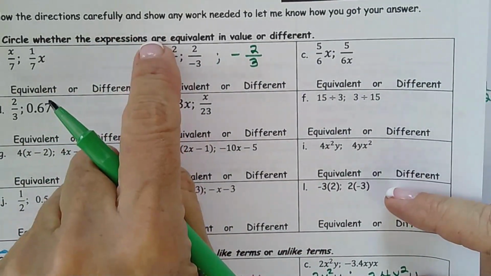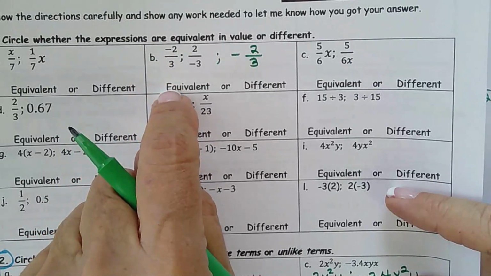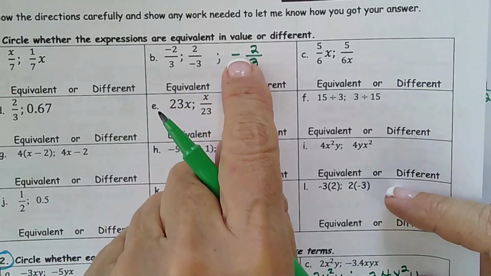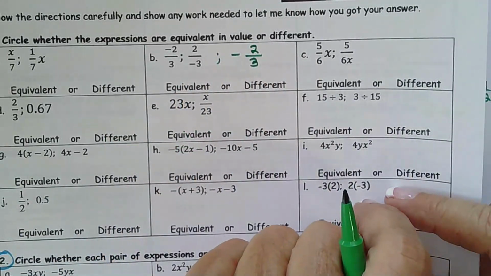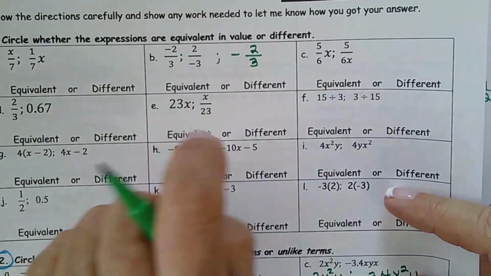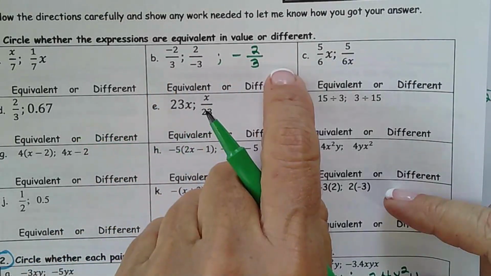Why? Because a negative divided by a positive is negative. A positive divided by a negative is negative. This is negative. They're all negative, and they all are 2 divided by 3, 2 divided by 3, 2 divided by 3. So these are equivalent.